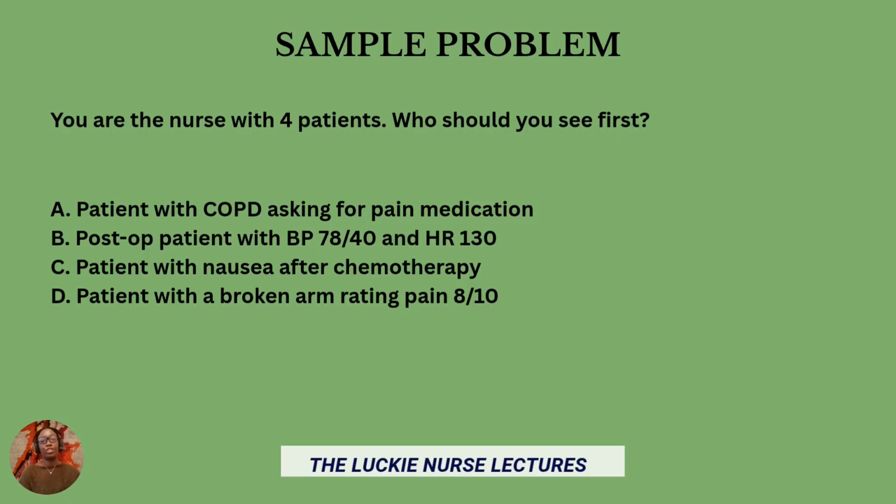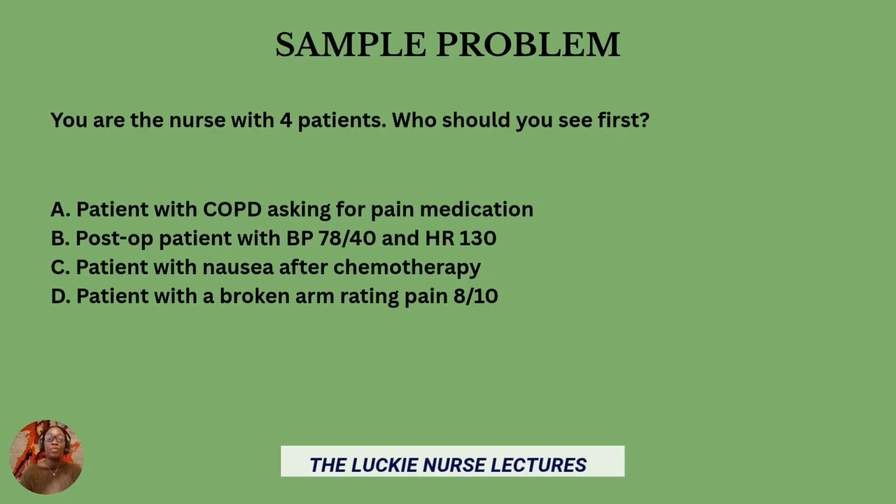So we're going to go through each option and evaluate it. Option A involves a patient with COPD, which could involve airway and breathing, but the patient is asking for pain medications. So there's nothing indicating that there's an acute exacerbation of their COPD. Their issue is with pain. And although pain is important in nursing, and it can be a priority depending on what's going on with your other patients, in this situation, it likely isn't.